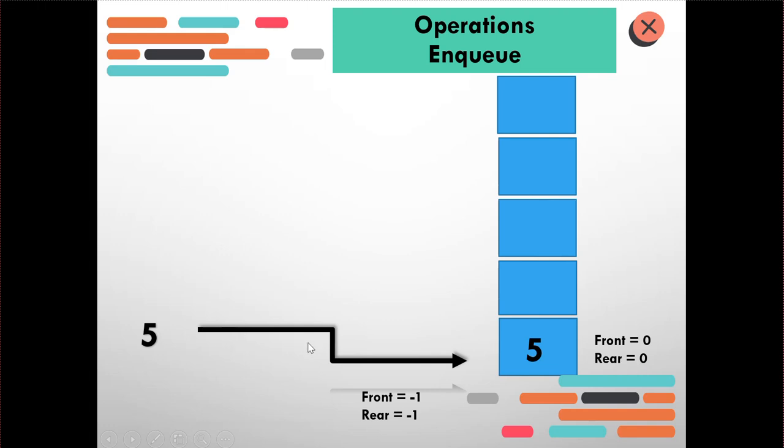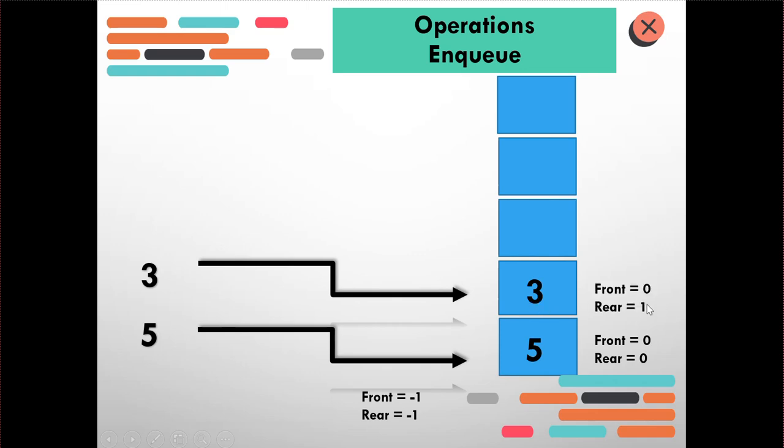So 5, which is the first value to be inserted into this array, is a special case because in case of a first item, you have the front as well as the rear represented by an index of 0. That means this 5 would be the frontmost element and also the rearmost element since there are no other elements currently. So we should now see what changes when we insert 3.